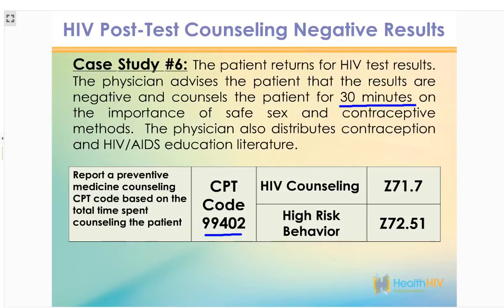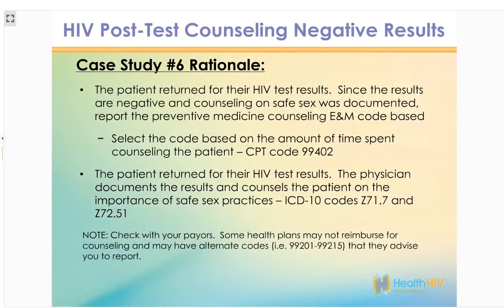So here's your HIV counseling code, Z71.7, and high-risk sexual behavior, Z72.51. If you'll notice, there's a variety of different scenarios here to assist you with some of those challenging issues that you may be coding in your offices.